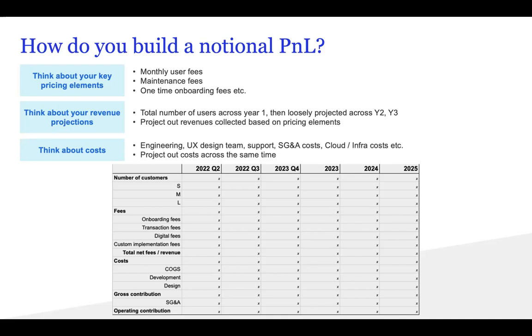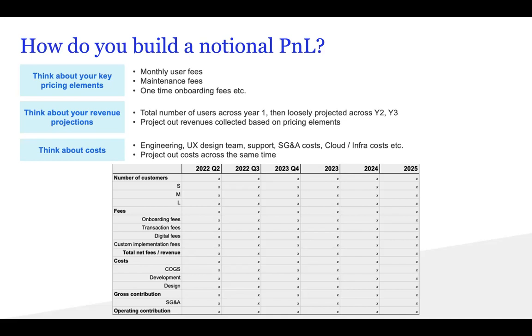Think about your engineering costs, your design costs, your support costs, your SG&A costs, SG&A meaning sales and marketing costs, for example. And also think about your tech costs. There might also be other costs such as regulatory, legal, etc. But then think about how you want to project those costs out across the same timelines as the revenues, either quarterly or yearly.